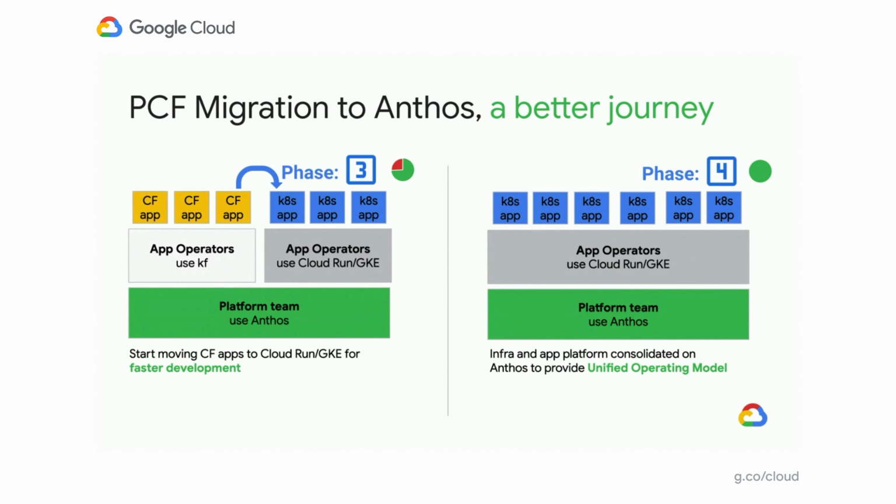And we do not mandate that organizations do that within a certain amount of time. They can continue to use KF until they reach the level of comfort where they can migrate their applications over. And in phase four, you see the enterprise has completely moved over from Cloud Foundry applications to Kubernetes applications, and they're using Cloud Run and GKE.